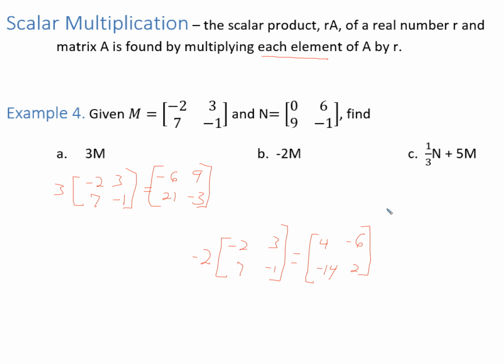Now this one combines a few things. So we want to do 1 third N plus 5M. So we want to do 1 third times N, 0, 6, 9, and negative 1. And then we're going to do 5 times M. So order of operations still remains the same. You want to do multiplication before addition and subtraction.